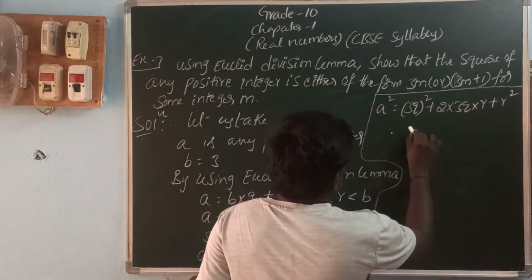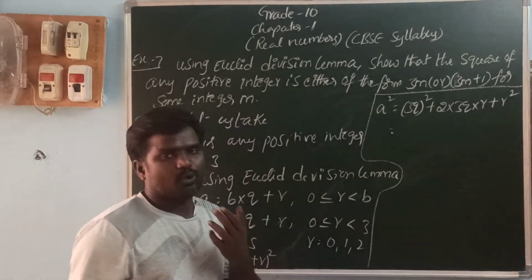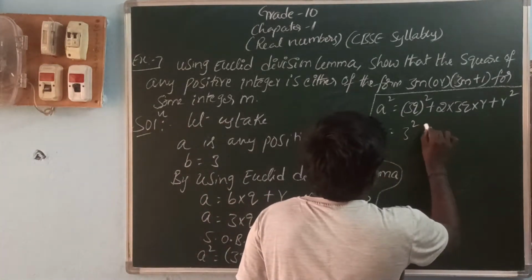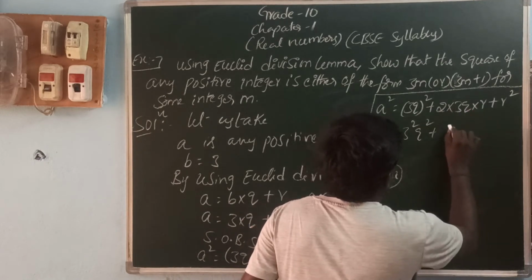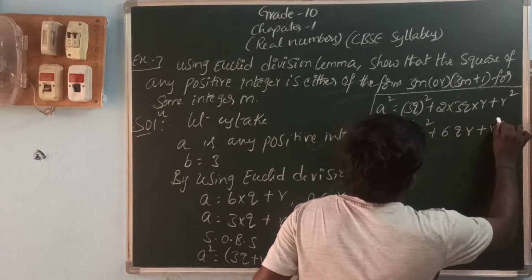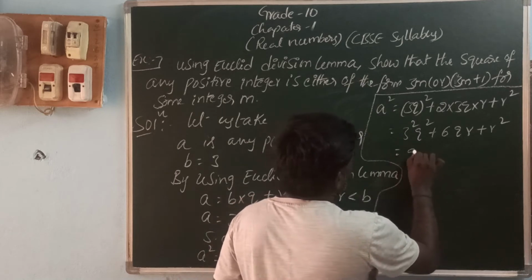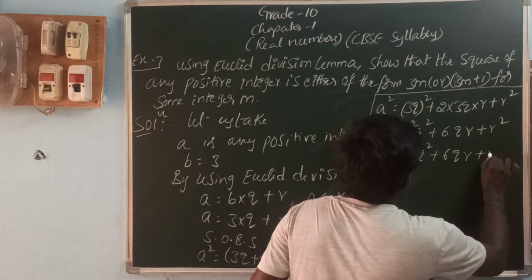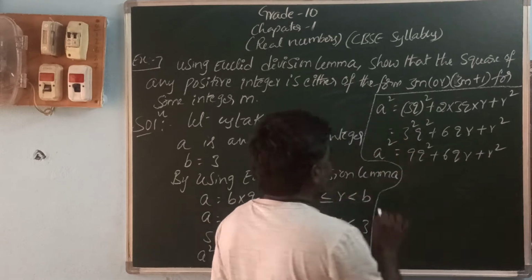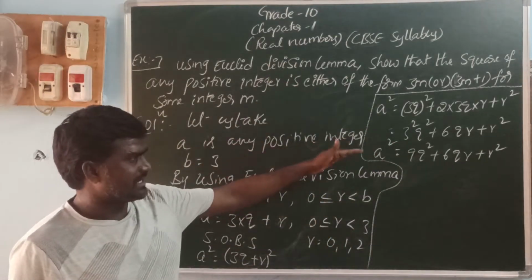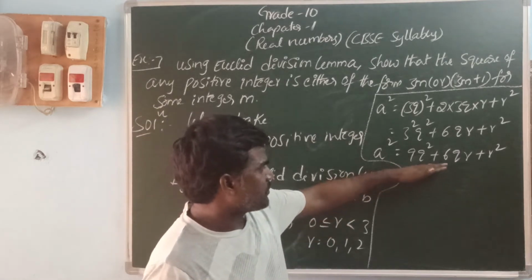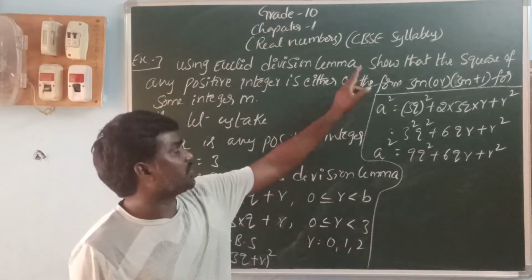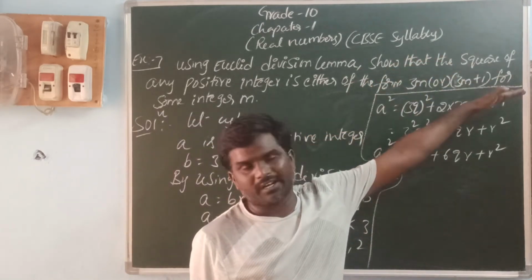Here (3q) square: (ab) whole power m is a power m into b power m. So that is 3 square into q square plus 2 into 3 into q into r, that is 6qr, plus r square. 3 square is how much? 9. So a square is 9q square plus 6qr plus r square. The square of an integer, we can show in the form of 3m or 3m plus 1.